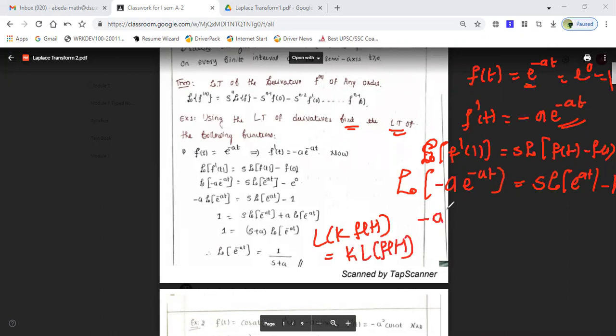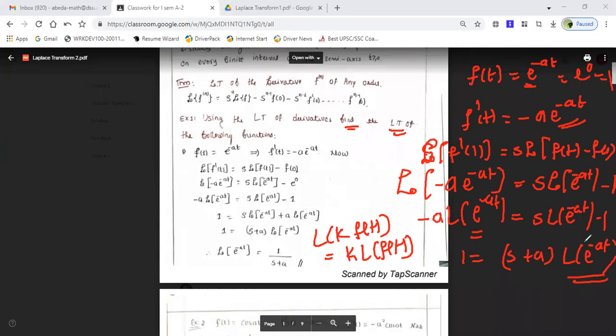So therefore it is minus a into L of e to the power minus at is equal to s into L of e to the power minus at here, minus 1. So here also L of e to the power minus at is there. Here also L of e to the power minus at is there. I will take this term on the right hand side and this minus on the left hand side. This is equal to 1 is equal to s plus a into Laplace transform of e to the power minus at. But I am interested in this Laplace transform. This implies Laplace transform of e to the power minus at is equal to 1 divided by s plus a.